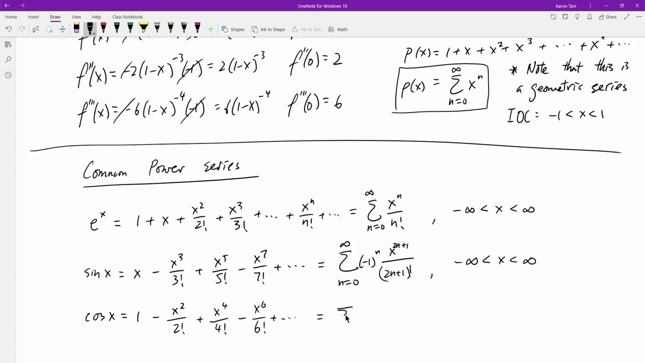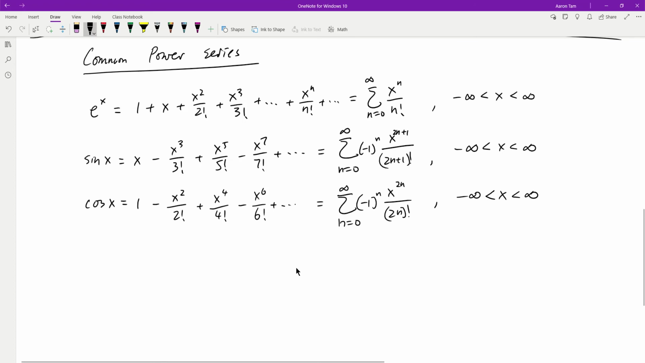So once again, I'm going to write out the general term into summation, and that's it. And the interval of convergence for sine x is also negative infinity to positive infinity. So these three are probably the most popular power series that you should know. But I'm going to give you two more that you should know.